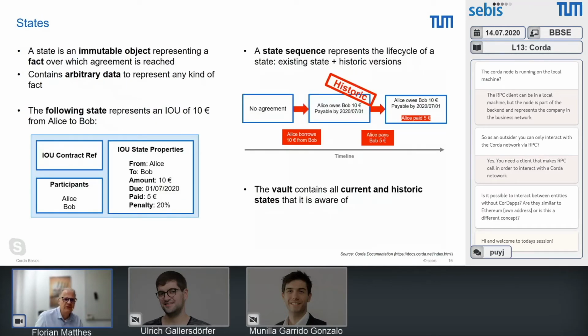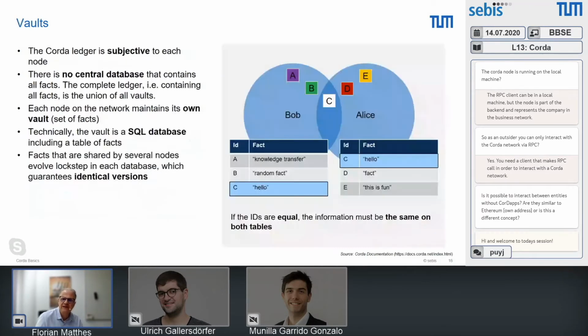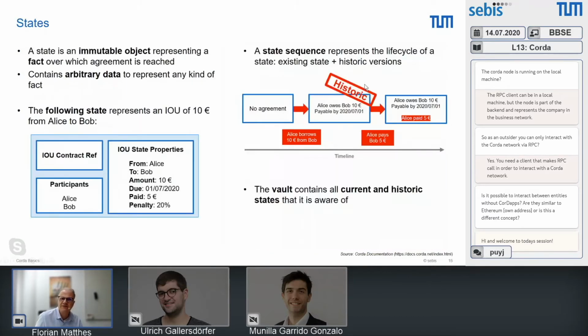We talked a lot about states, and states are the things we have shown here. These are the values you want to share. That's the information. In an information system, it's all about information, and the typical information we look at in banking is something like the status of a contract. So a state is an immutable object representing a fact.